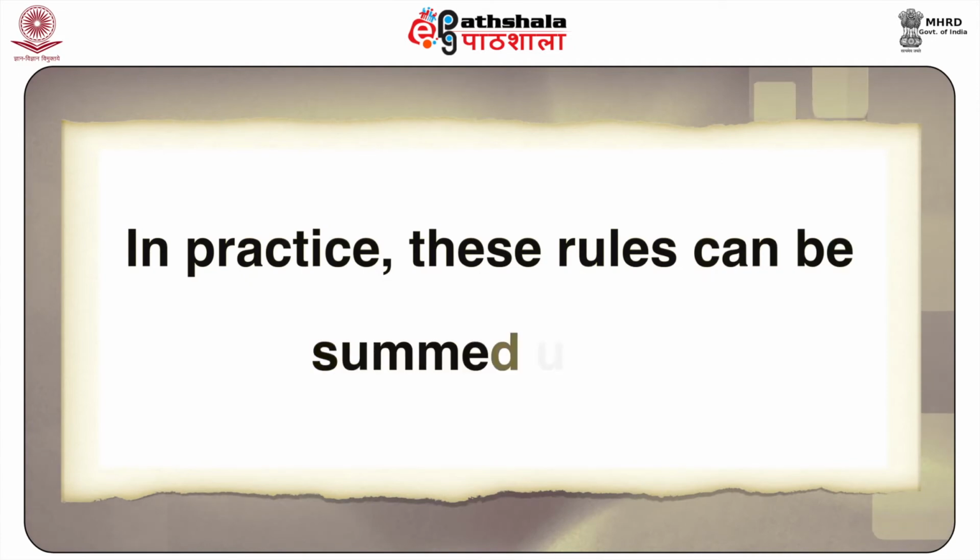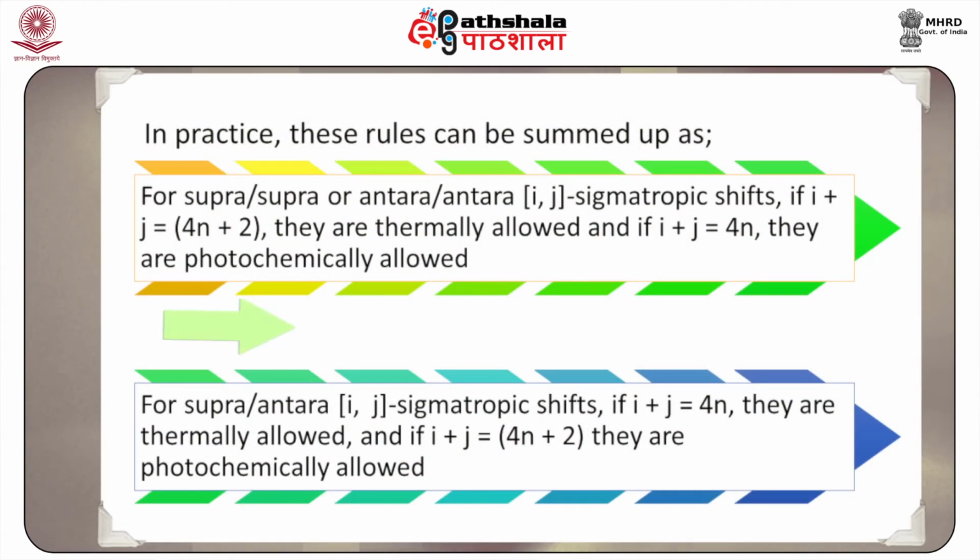In practice, these rules can be summed up as follows. For supra-supra or antara-antara i,j sigmatropic shifts, if i plus j is equal to 4n plus 2, they are thermally allowed, and if i plus j is equal to 4n, they are photochemically allowed.